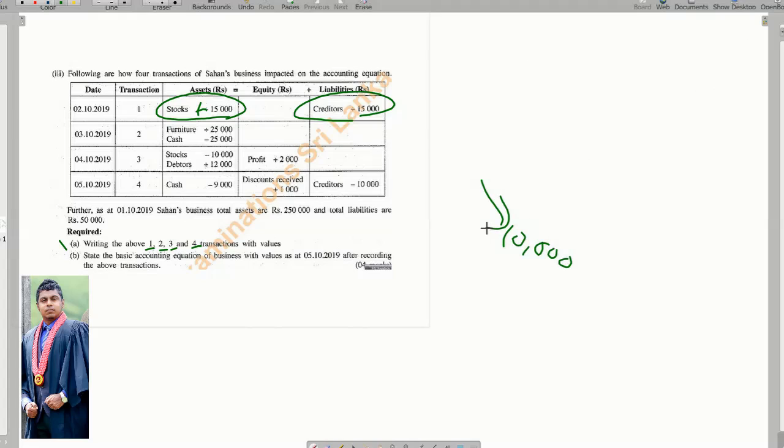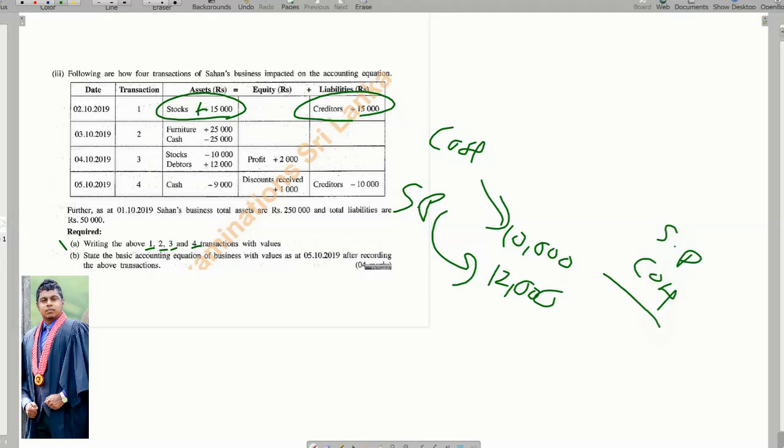10,000 as the cost, and then we can identify 12,000 as a selling price. Then the difference between the selling price and the cost we can identify as profit. So here you can see selling price is 12,000 and cost is 10,000. Therefore we can calculate our profit amount is 2,000.